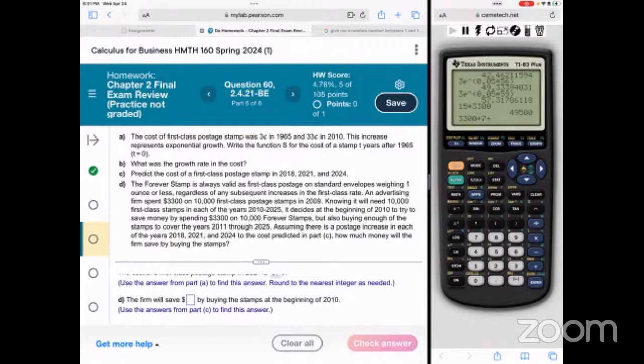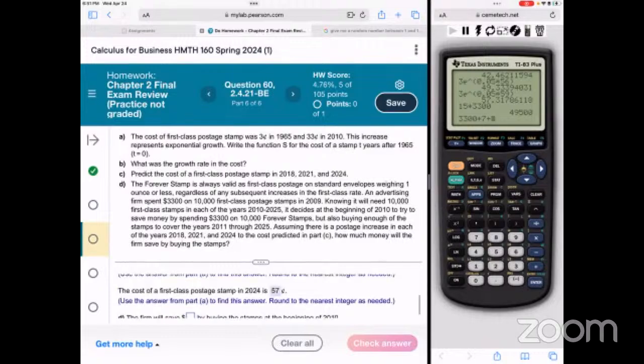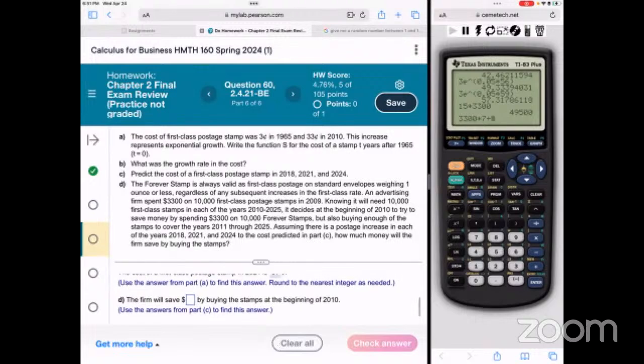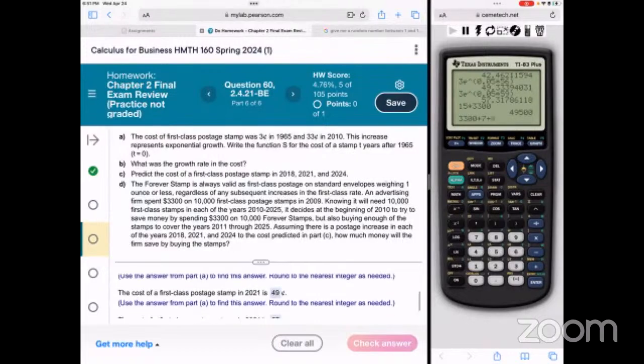No. How much is that going to cost them for 10,000 stamps? That's a lot. So, let me see. 42 cents per stamp. Okay.